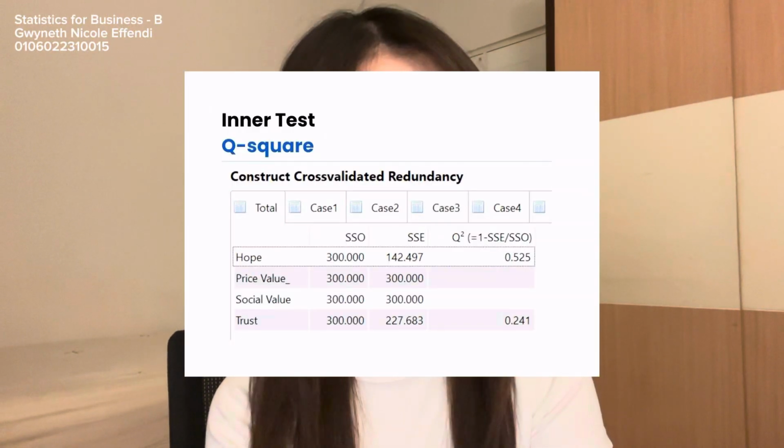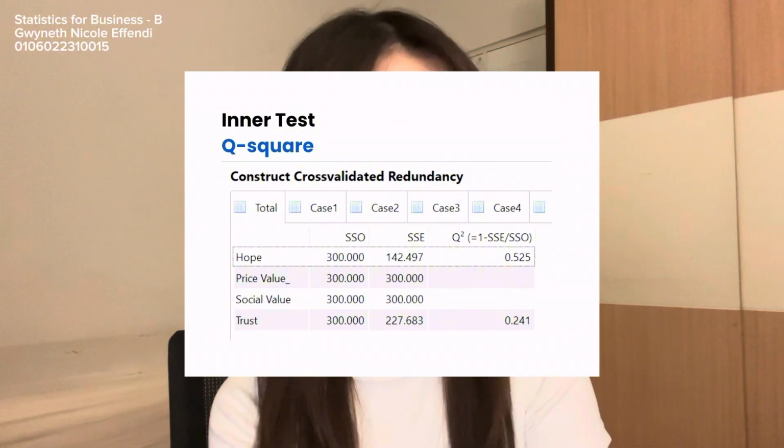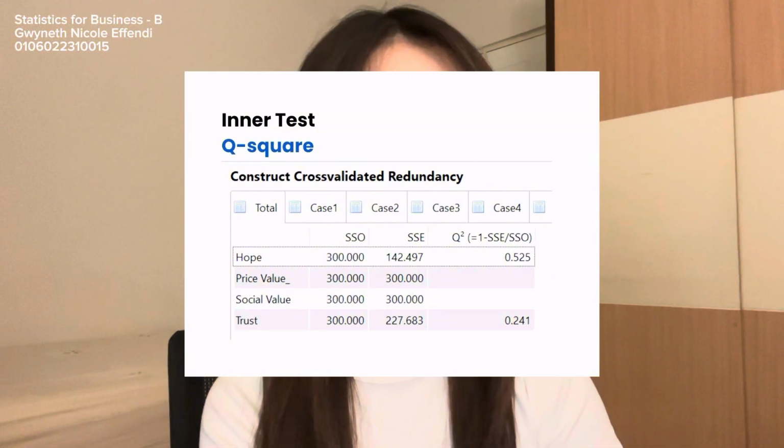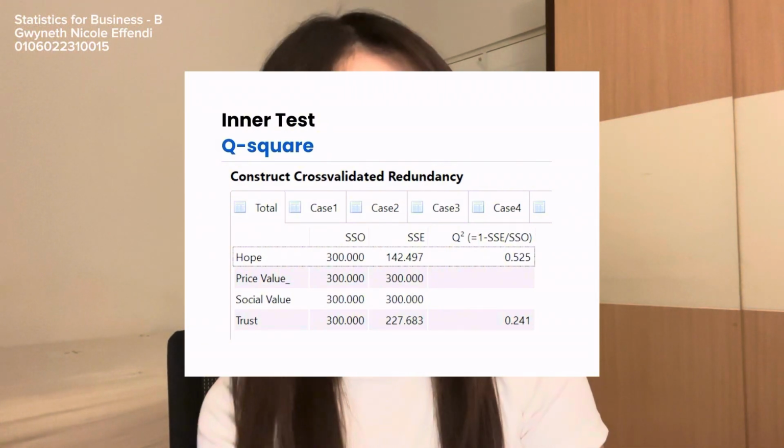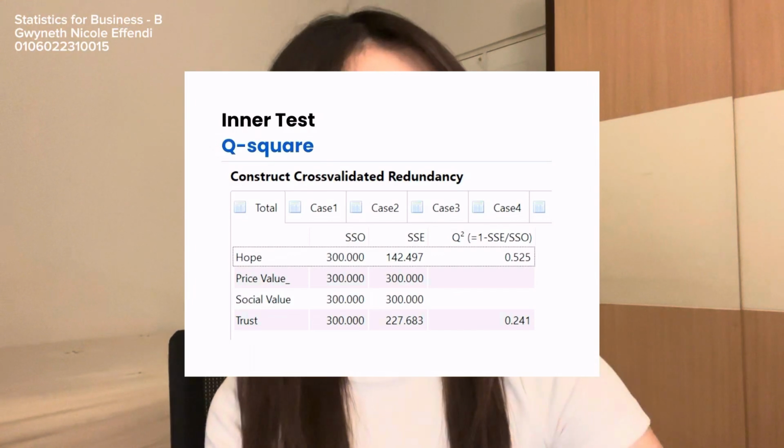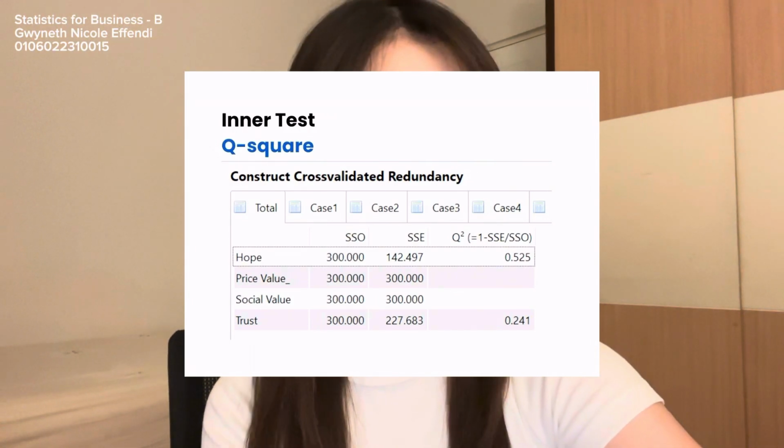And lastly, in the inner model test is the Q-square. We examine Q-square values to test for predictive relevance. All Q-square values are greater than 0, indicating that the model has predictive power for each endogenous construct.